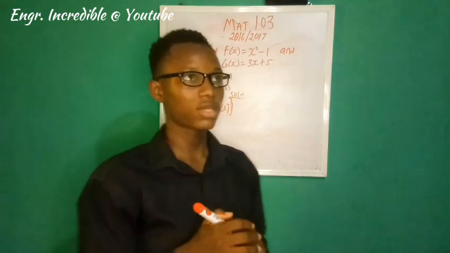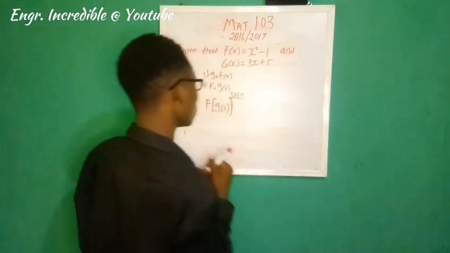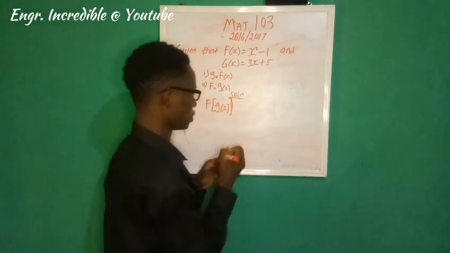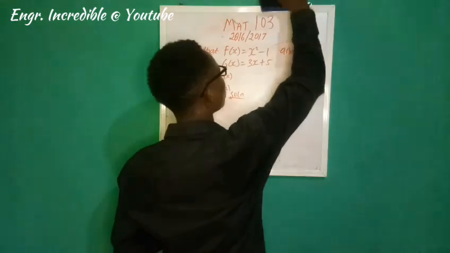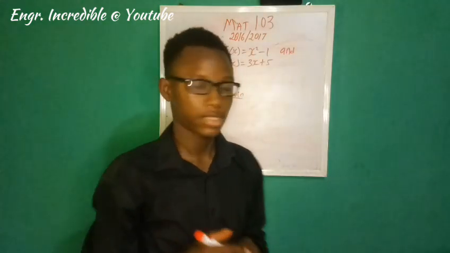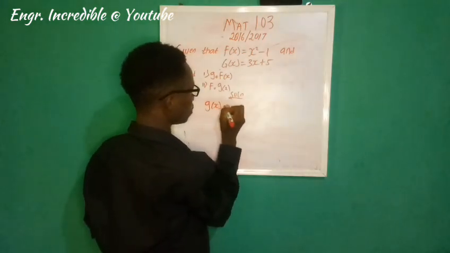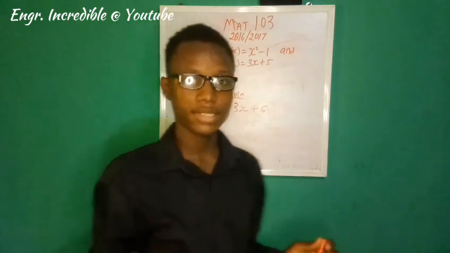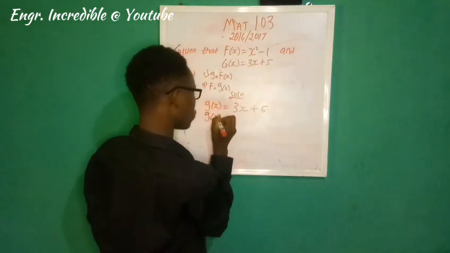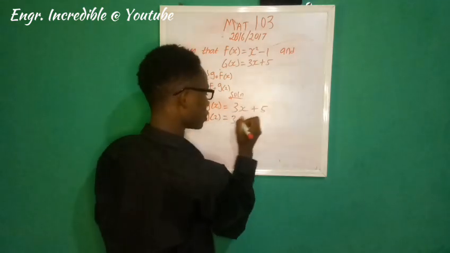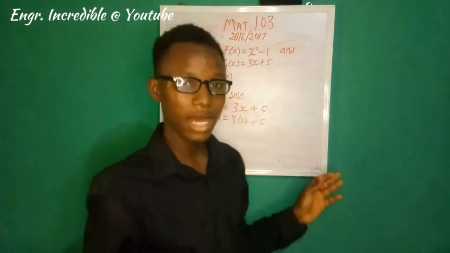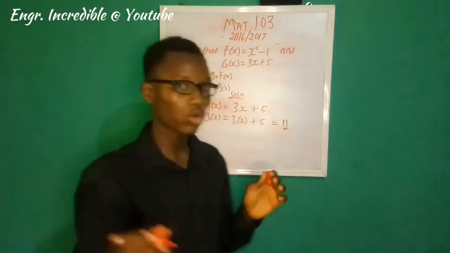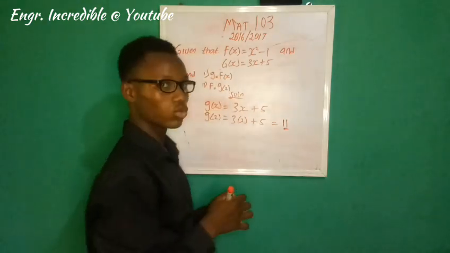So in this particular case, we are going to be having something similar but different. Here we'll be looking for our g of 2. Now, what is our g of x here? We have our g of x is equal to 3x plus 5. So that means our g of 2 is equal to 3 times 2 plus 5. So the total answer will be 11. g of 2 will be equal to 11.